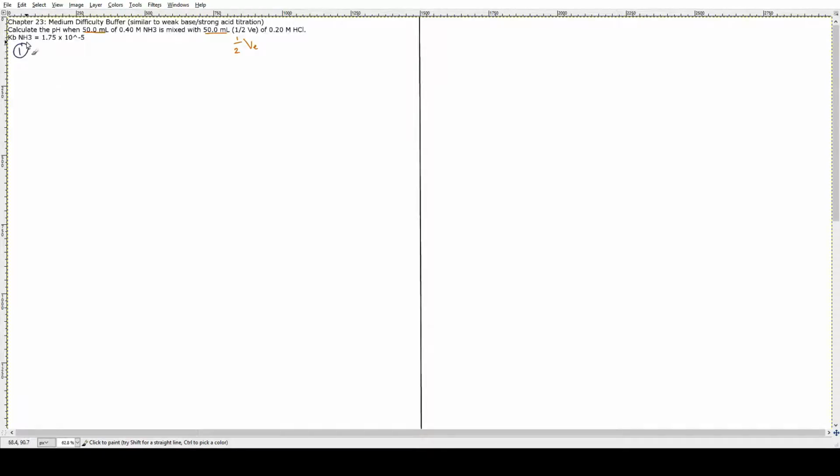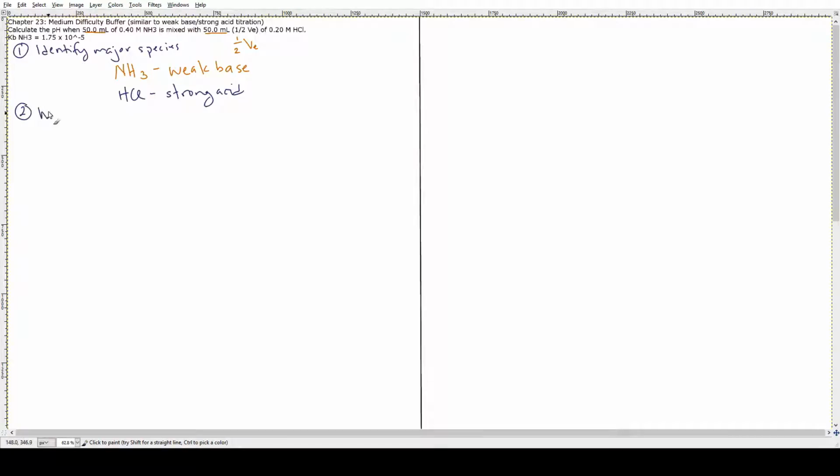So, step 1, identify the major species. We have ammonia, which is a weak base. You should have that memorized by now. And we have hydrochloric acid. This is a strong acid. Okay.